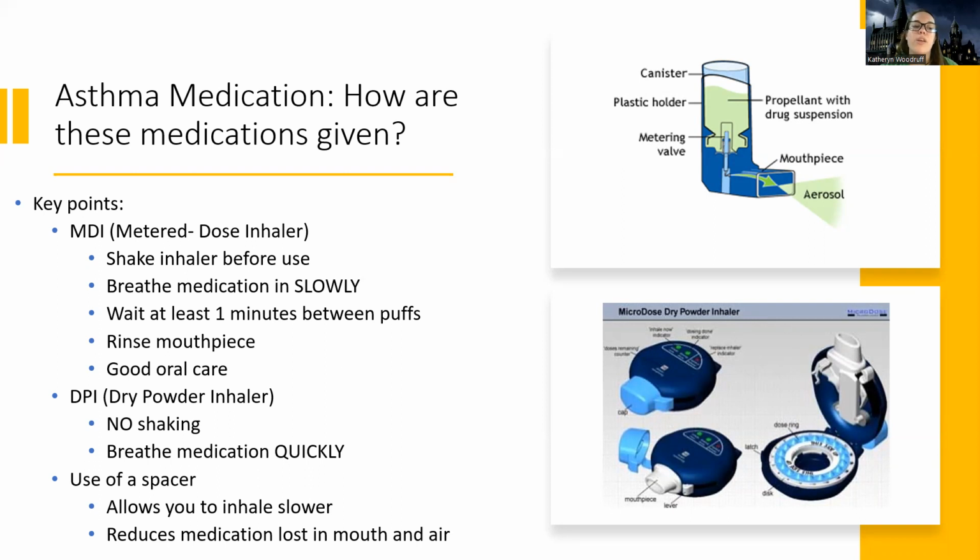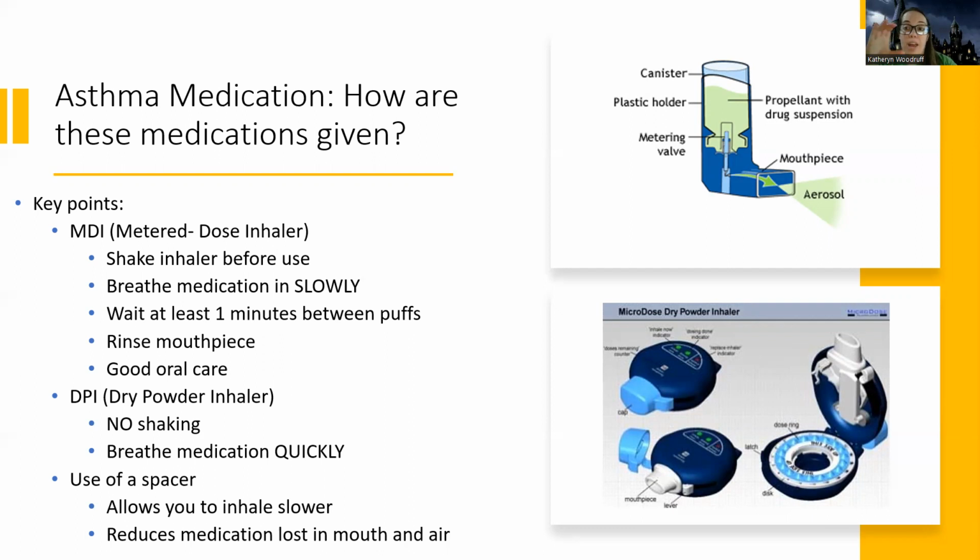So the difference here is a metered dose inhaler, we want to shake this one before use, where a dry powder, we do not shake it. And when we're breathing in the medication for the metered dose inhaler, we're going to breathe in slowly, and we wait at least 1 minute between puffs. And we just want to make sure to do really good oral care with these. Spacers are super helpful, which I'll talk about in a second. The dry powder inhaler, the big difference, aside from no shaking, is that we breathe it in quickly.